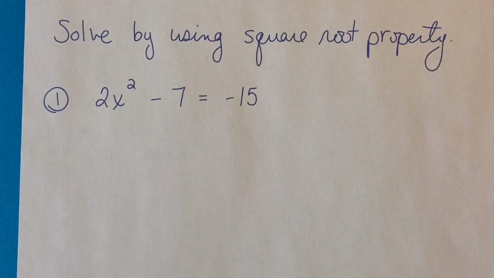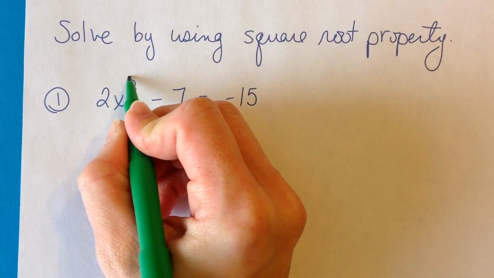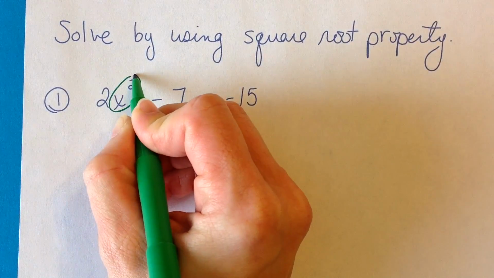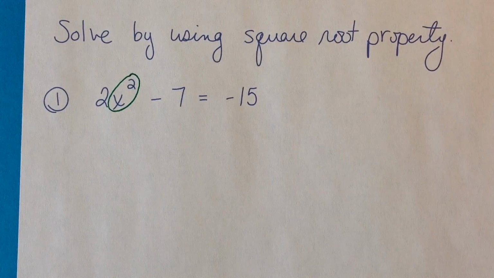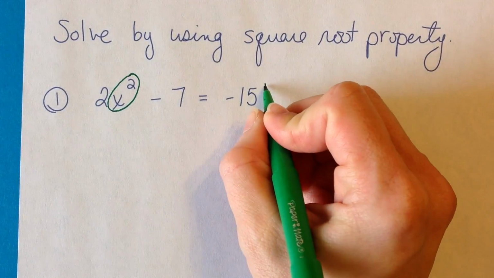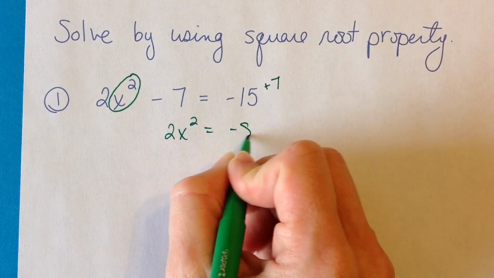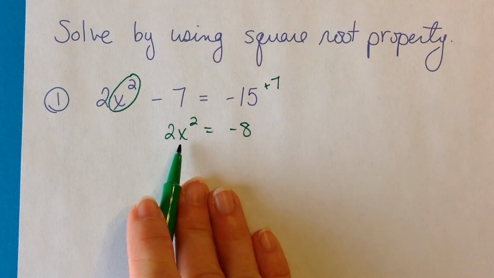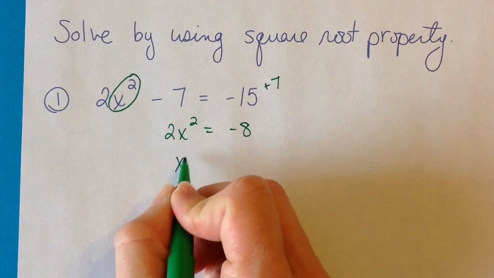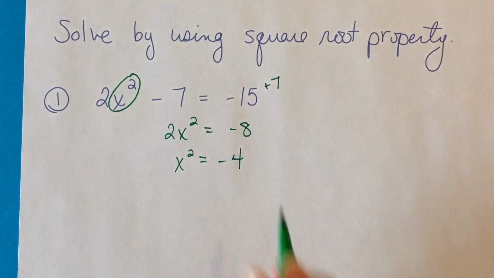In this case, you will want whatever is squared to be on one side by itself. So since what I have squared is x squared, I need to first work on getting it on one side of my equation, like I said, by itself. So you would need to start here by adding the 7. So I would have 2x squared is equal to negative 8. And then I would have to divide both sides by 2. So I would have x squared is equal to negative 4.